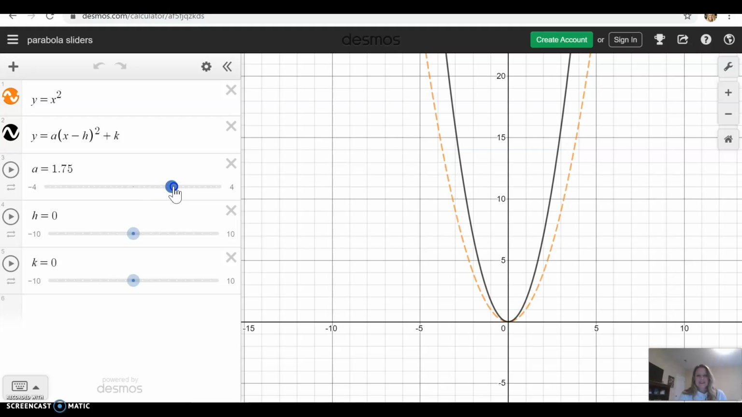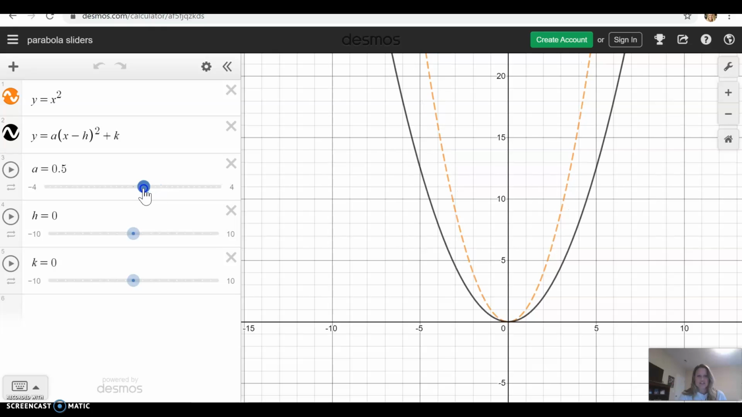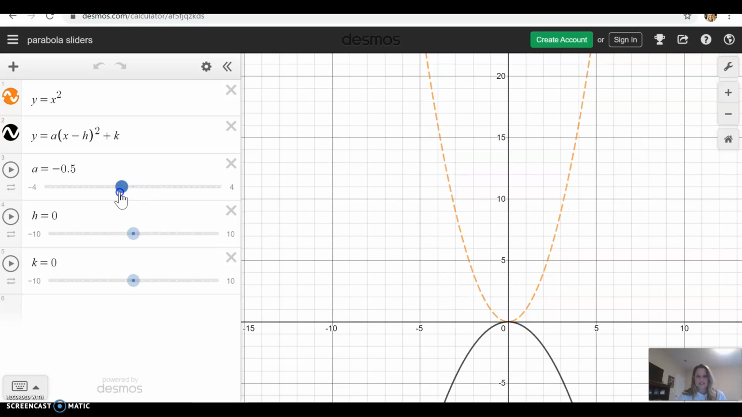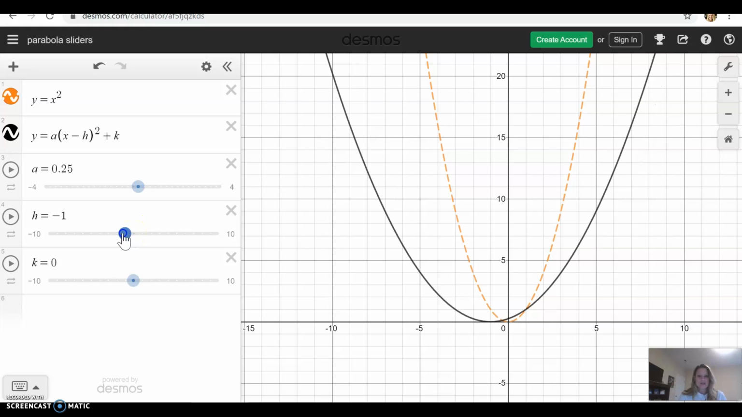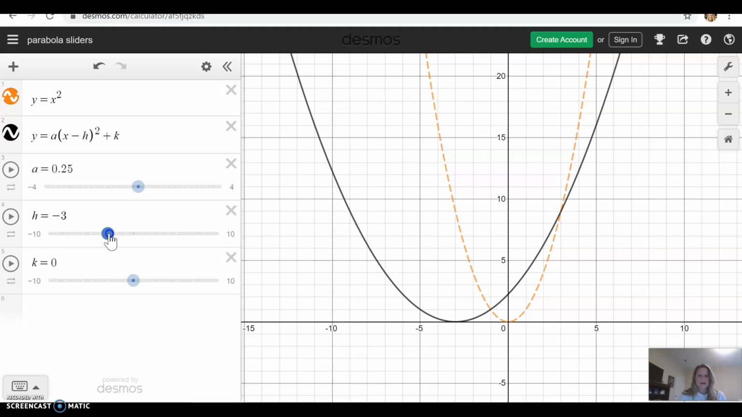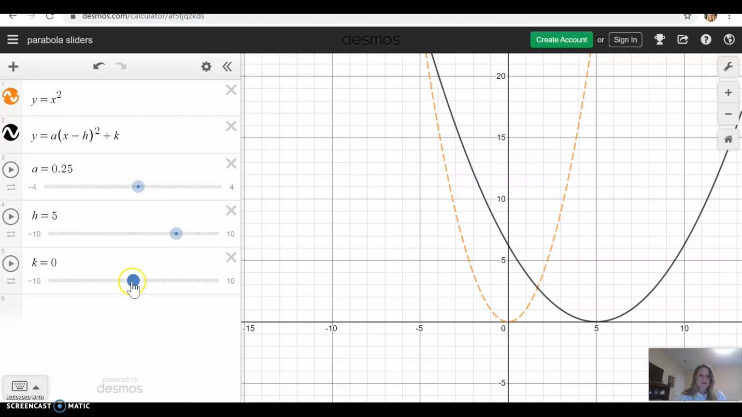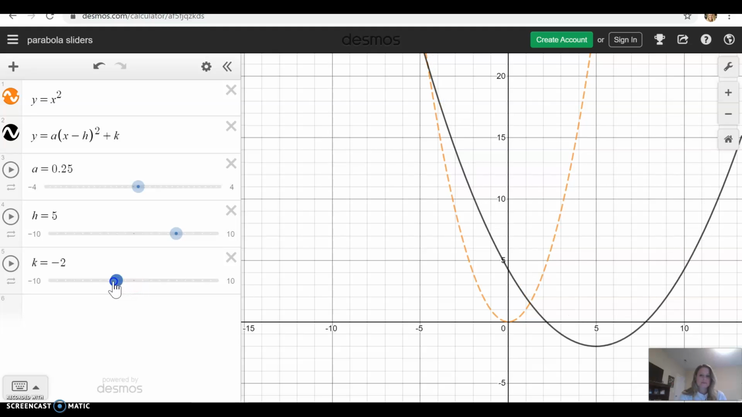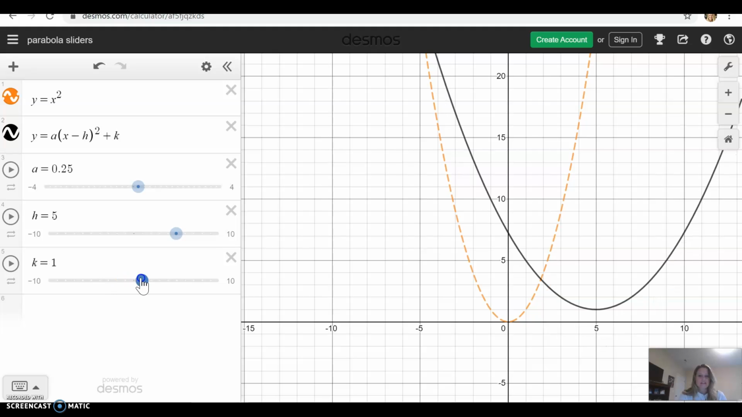And students can see, look what happens to my function versus the parent function if I change a, the coefficient on the outside. Ooh, an entire flip happened. What happens if I change the h? Uh-oh, I'm seeing my x value of the vertex shift, either left or right. Okay, let's look and see what happens with k. Again, seeing a shift of the vertex up or down.